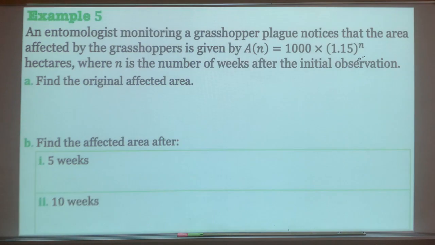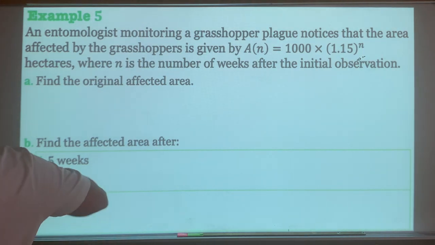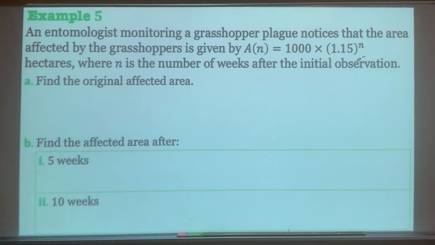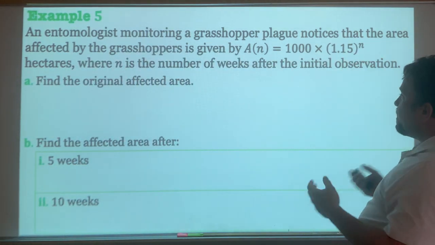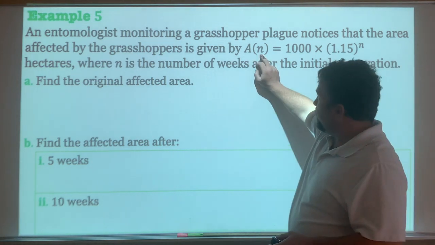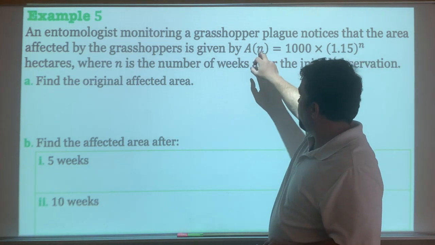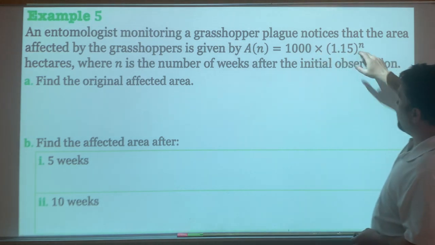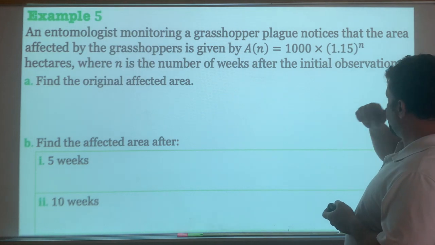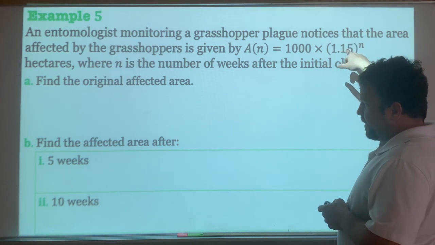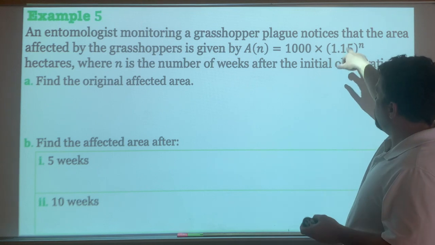Now what we're going to do is we're going to do an example, example number 5. And then after we do this example, you can do a bunch on your own. Now this is a pretty long lesson, so it is very important that you focus. So, example 5. An entomologist monitoring a grasshopper plague notices that the area affected by grasshoppers is given by A of N equals 1,000 times 1.15 to the N, hectares, where N is the number of weeks after the initial observation. So really quick, find the original area, find the area after 5 weeks, 10 weeks.